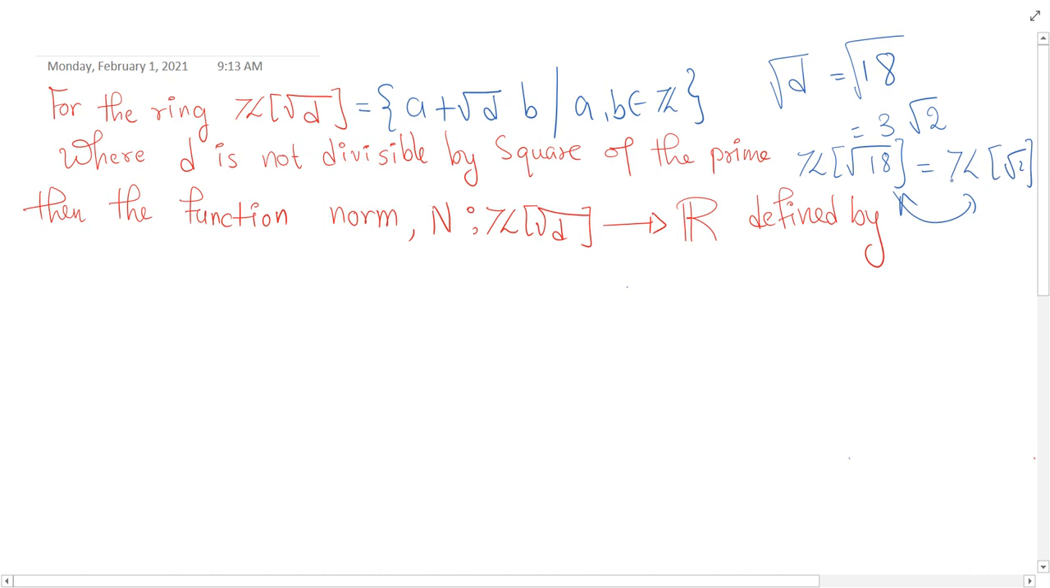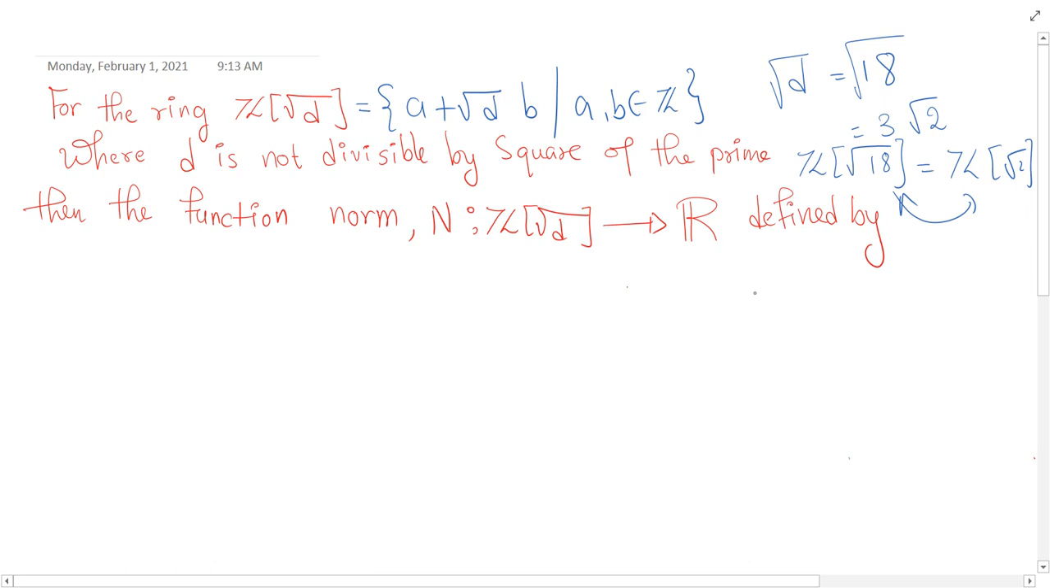Now, in this ring, students can verify it is a commutative ring with unity. We did it for a particular case, d = -5, in the last video, but students can verify this is also a commutative ring with unity. On this ring, we are defining a function. The name of the function is a norm, and it is from Z[√d] to the real numbers.